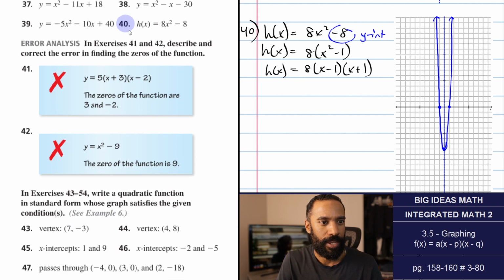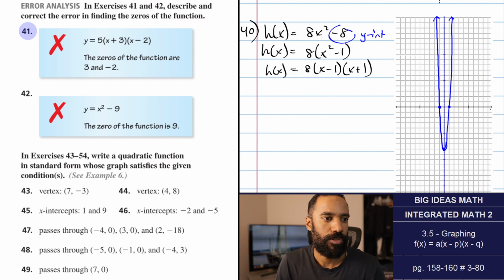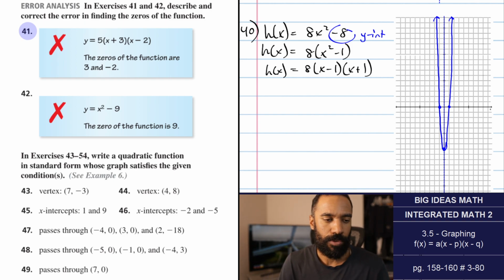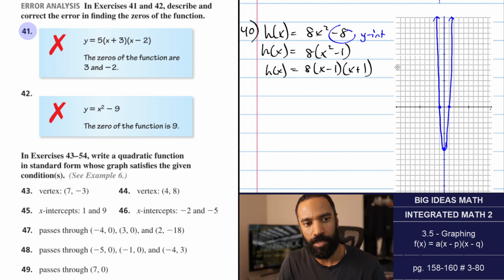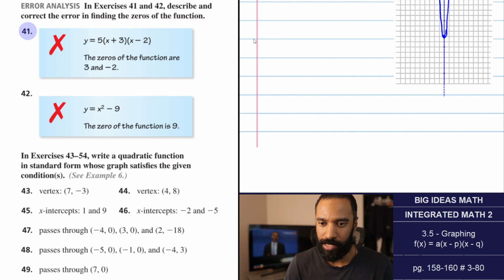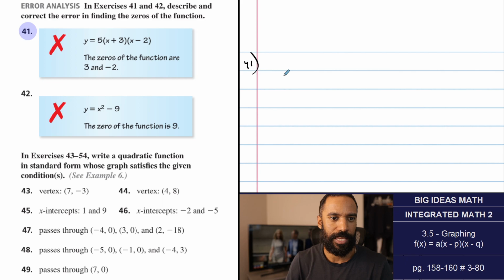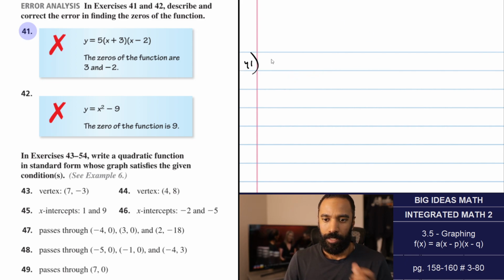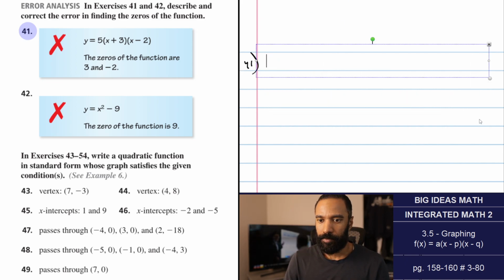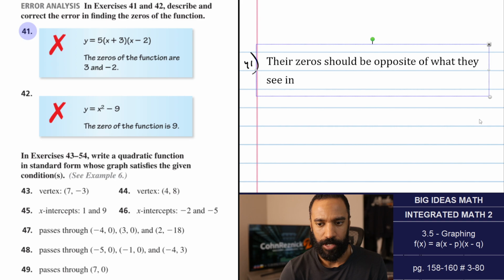Okay, let's move forward. Halfway done? Hope they go faster. Number 41 and 42: describe and correct the error in finding the zeros. So here they say y equals 5 times x plus 3 times x minus 2. The zeros of the function are 3 and negative 2. Not quite. They should be opposites of them. So they're saying correct the error. Their zeros should be opposite of what they see in the factorization.